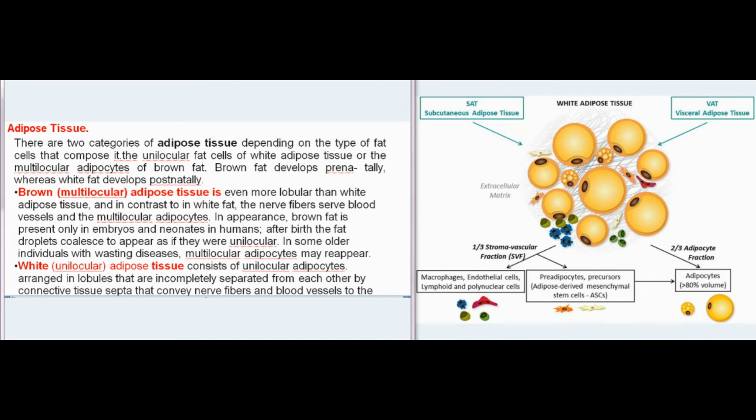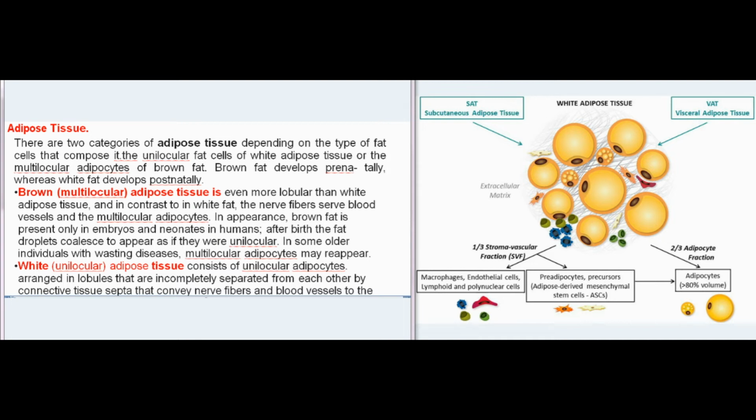Adipose tissue. There are two categories of adipose tissue depending on the type of fat cells that compose it: the unilocular fat cells of white adipose tissue or the multilocular adipocytes of brown fat. Brown fat develops prenatally, whereas white fat develops postnatally. Brown, multilocular, adipose tissue is even more lobular than white adipose tissue, and in contrast to white fat, the nerve fibers serve blood vessels and the multilocular adipocytes.